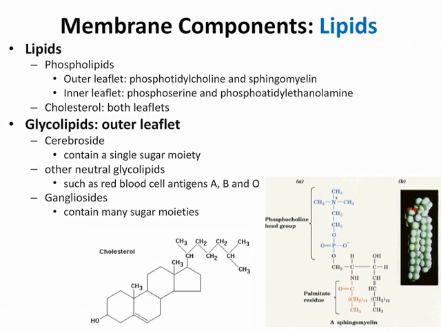And then you're also going to find something called a glycolipid in the outer leaflet. So glyco means sugar, right? So it's just a lipid with a carbohydrate attached to it. If we were talking about glycoproteins, then it would just be protein with the sugar attached to it. So over here we have some examples of the glycolipids you're going to find in the outer leaflet. You should be able to tell me, okay, I'll find cerebroside, other neutral glycolipids like blood cell antigens A, B, and O, and then also gangliosides would all be found in the outer leaflet. The pictures on the bottom, he's not going to test you on, so you don't have to worry about that.